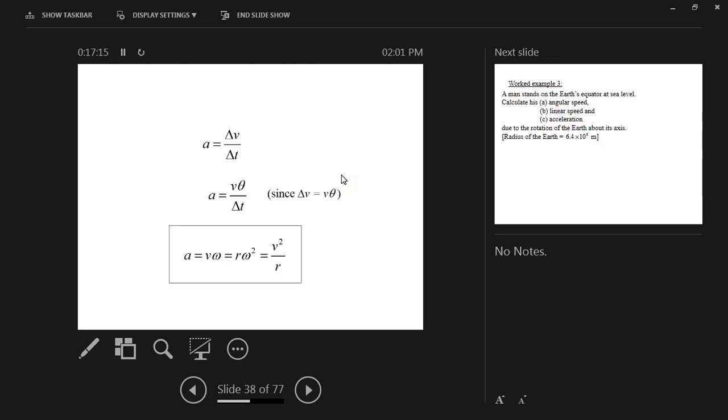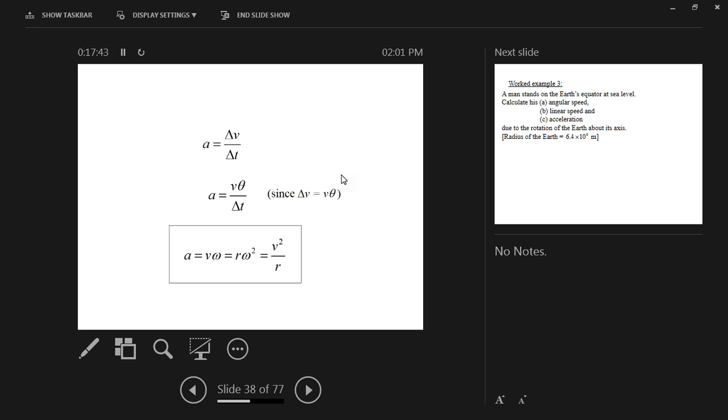And after that, I'm going to simplify further. So my A in this case will be V theta over delta T. Angular displacement over time is defined as angular velocity, and this will give me V omega. But we also learned previously that V equals R omega in the previous chapter, so we sub in. So your A can also be expressed in terms of R omega squared or V squared over R.